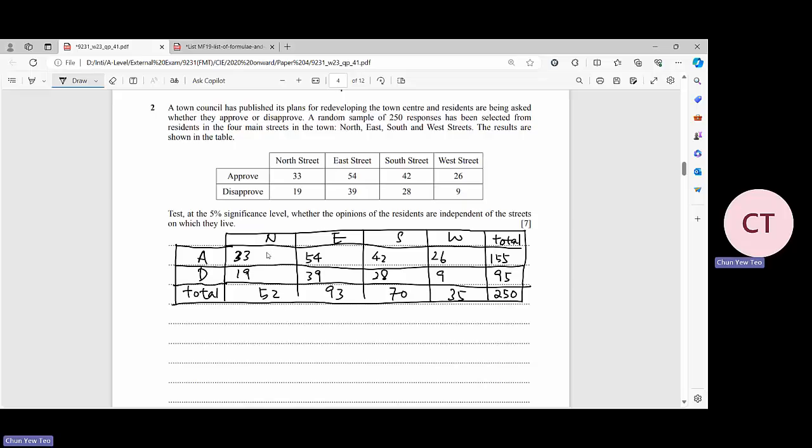Okay, so now I want to calculate the expected frequency for all of them here. To calculate the expected frequency, for the first one, I just take this. Oops, sorry.